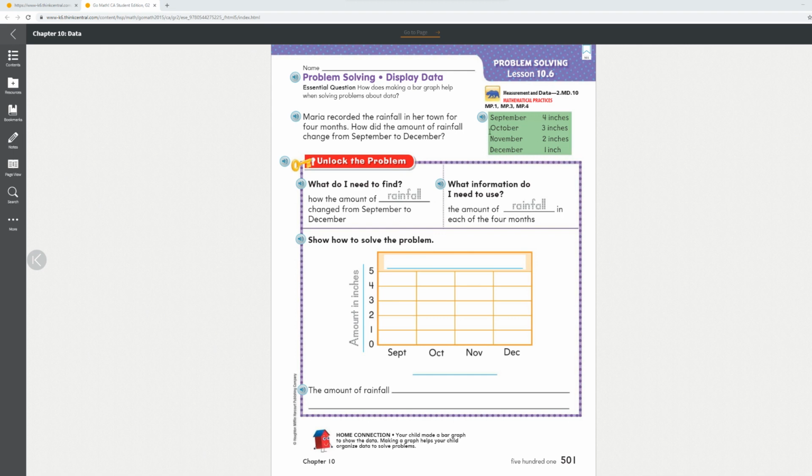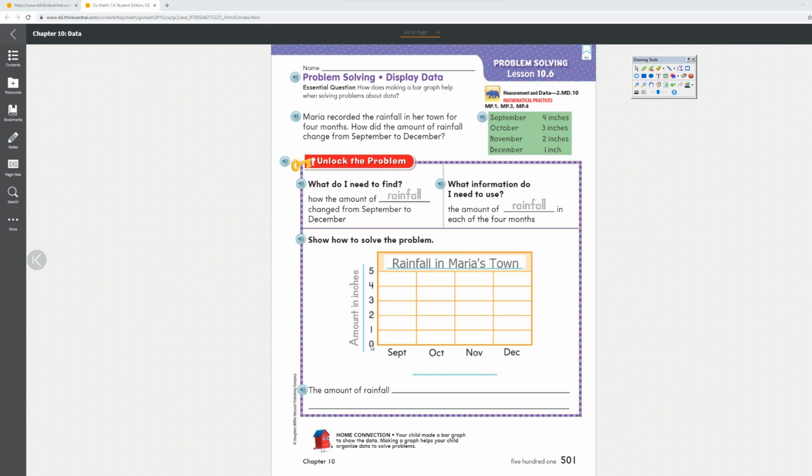So let's begin by coming up with a title for this bar graph. So a good title could be something like Rainfall in Maria's town.